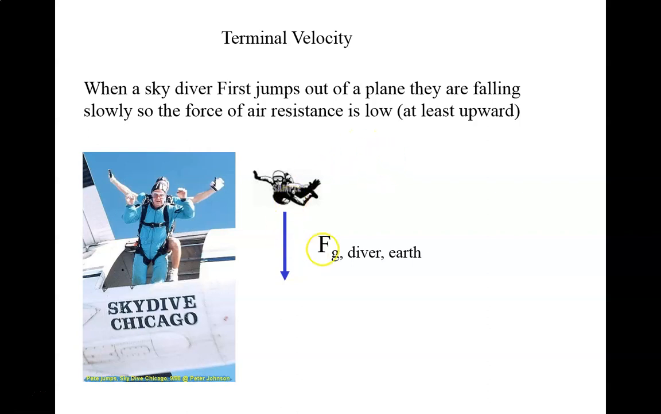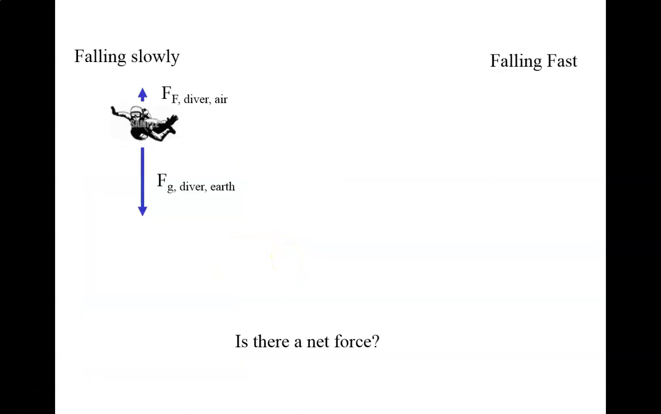Woohoo! Okay, so here we've got a skydiver who just jumps out of a plane. There's a force of gravity on the diver by the earth. Wind resistance depends on how fast you're going. The faster you're going, the greater the wind resistance. So right when they jump out of the plane, we're going to say they're not moving, so the wind resistance is zero or negligible. So what's going to happen is now there's a net force down. Their motion is going to change. They're going to start moving downwards, and they're going to start moving faster.